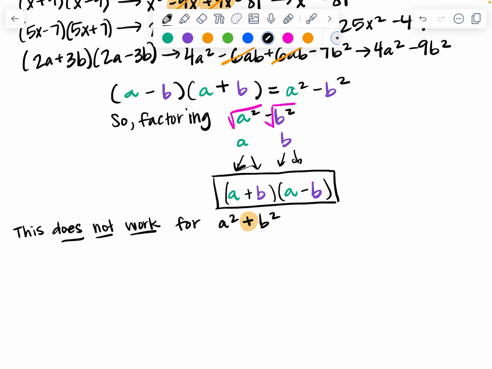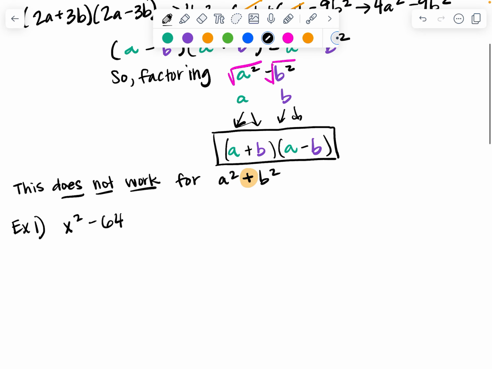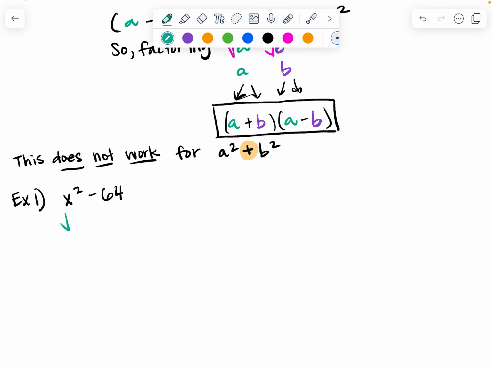So let's look at a couple of examples for just difference of squares before we go on to higher order. We have x squared minus 64. So I'm going to take the square root of x squared and the square root of 64. The square root of x squared is x. The square root of 64 is 8. So my answer will be x minus 8 times x plus 8.